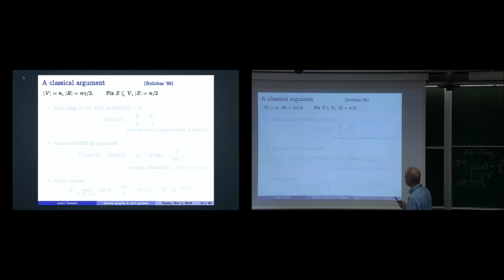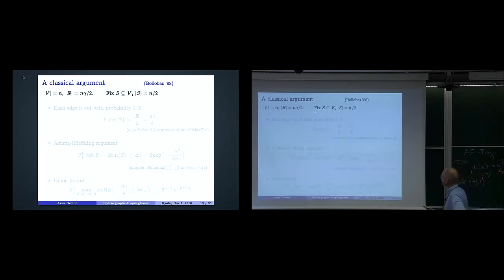Now I fix a candidate for the max bisection. My goal is to get the upper bound on the max bisection or the lower bound on the min bisection, the concentration bound.